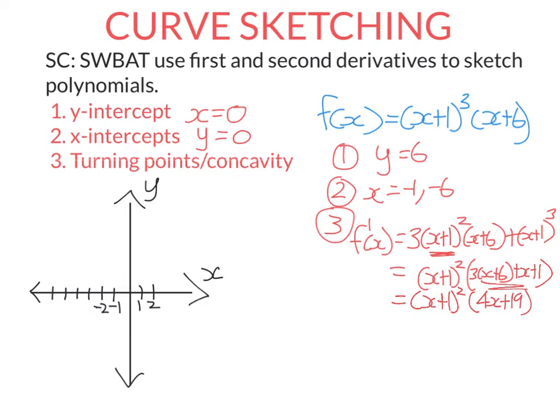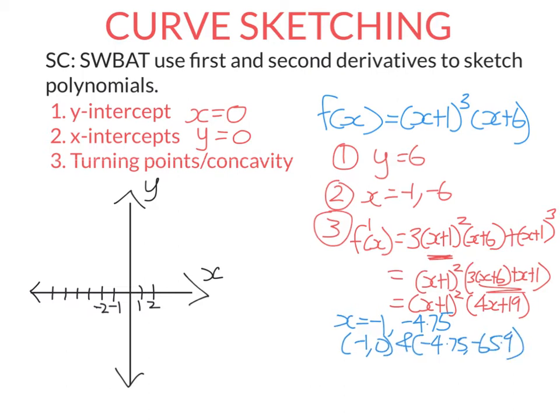So if the first derivative equals 0, either the first bracket equals 0 or the second bracket equals 0. So 4x + 19 equals 0, x is minus 4.75. So substituting those into the original equation to find out what the y value is, I have minus 1, 0. And if x equals minus 4.75, y is about minus 65.9. So now I'm going to calculate the second derivative.